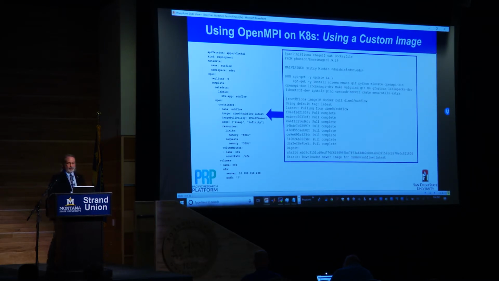What you can do, and this is something Dima showed me how to do, is create a Docker file. Here's a very simple Docker file. In it, you can specify in the run directive the packages you want to have installed. Then you can pull that Docker image and create an image. Once the image is available, you can specify it as your image in your YAML file.